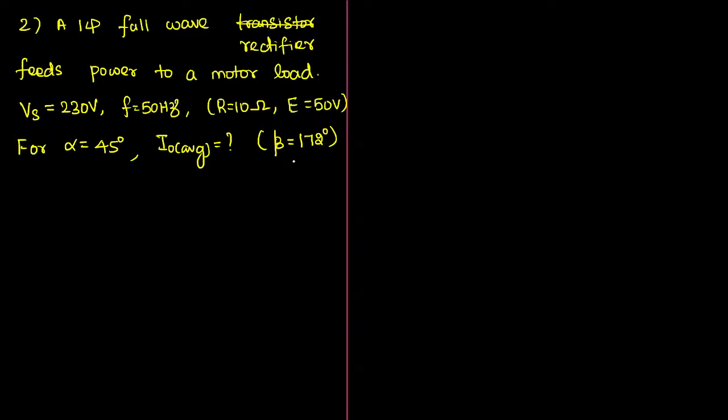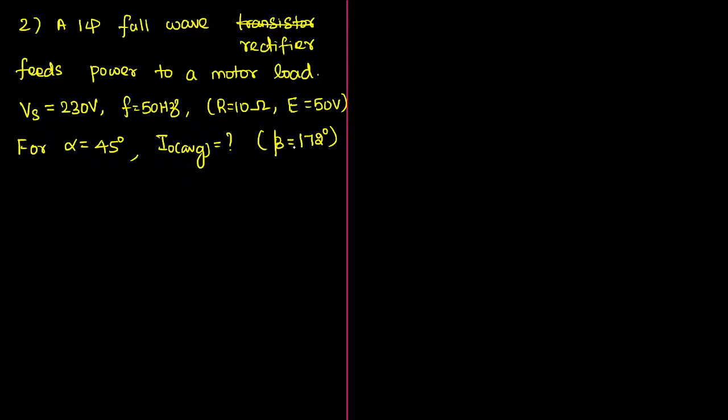So you see the value of extinction angle is given clearly, beta equal to 172 degree, and the firing angle alpha is also given as 45 degree, and the value of I naught average equal to dash. This is what is given. Now you can cross check, take this and drop your answer. Sir, you know the meaning of this extinction angle.